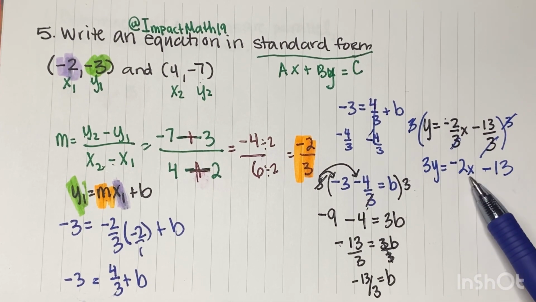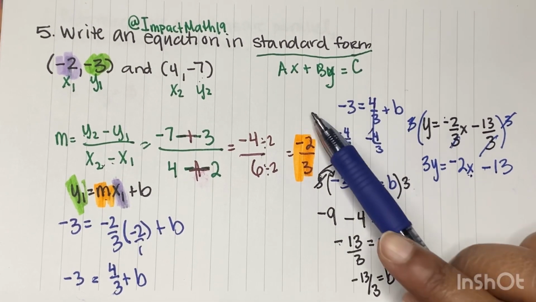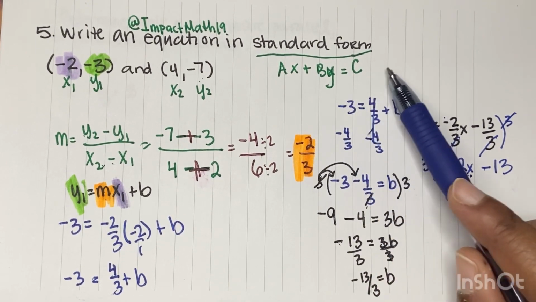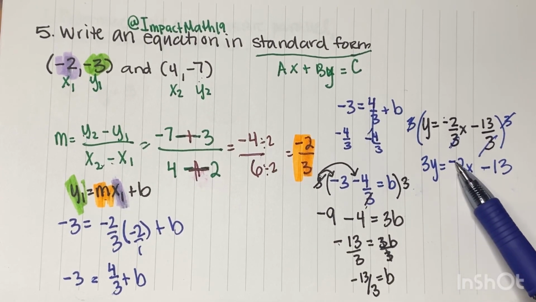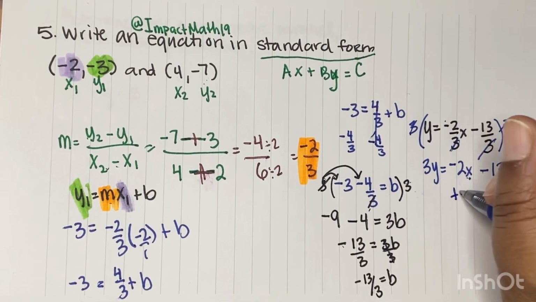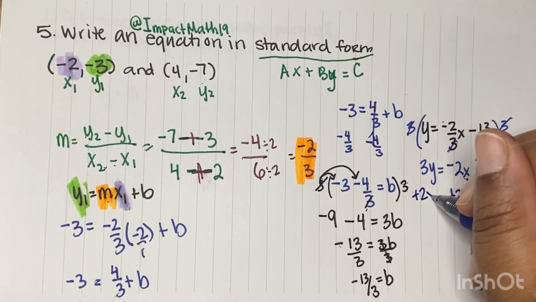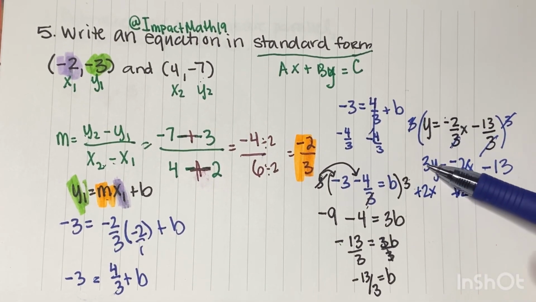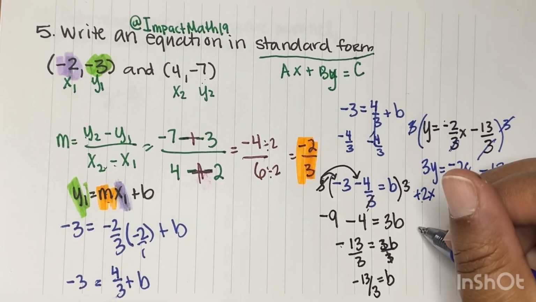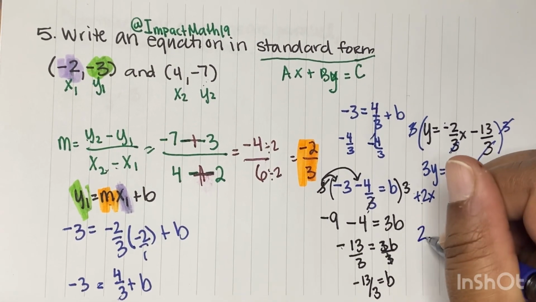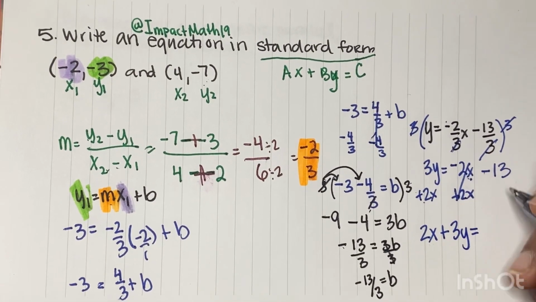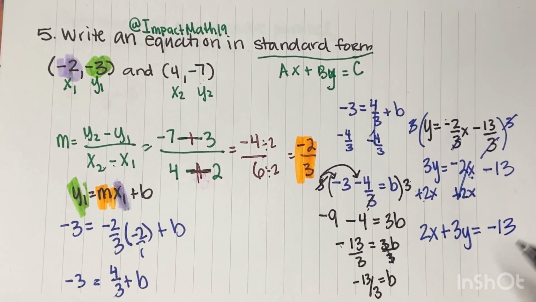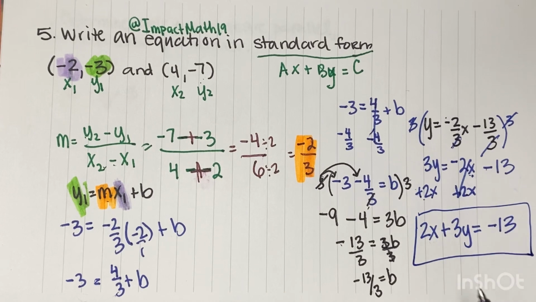We want to move this x to this side because we want it in the ax plus by equals c form. So we want to move this over here. Well, how we do that is by doing the opposite of minus. So we're going to add 2x to both sides. This cancels. These are not like terms, so we're just going to write them horizontally. 2x plus, because this is a positive, 3y equals, we're going to drop down that negative 13. And this is how we write an equation in standard form.